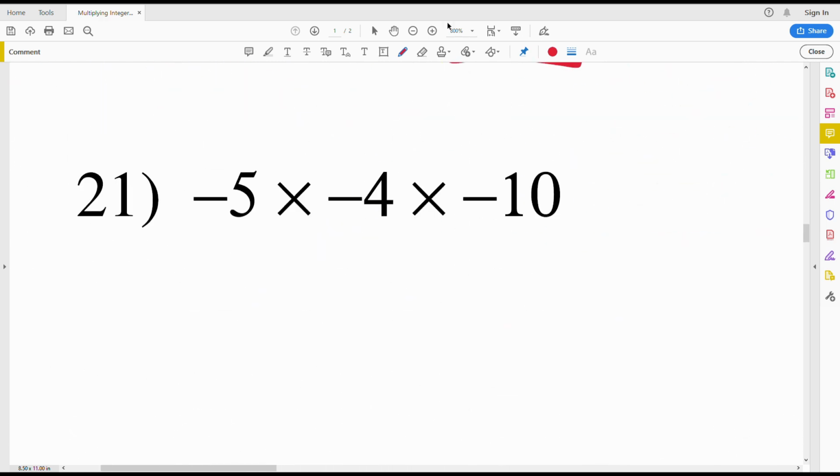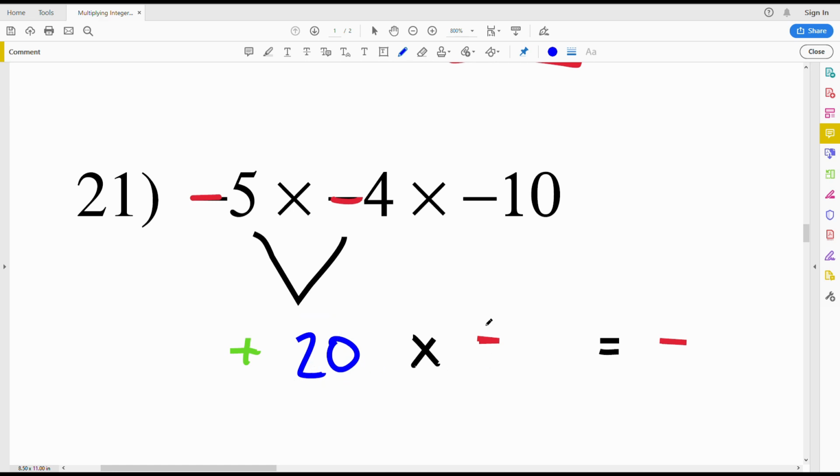On to number 21. I have a negative times a negative, which is going to result in a positive. And then I'm going to have a positive multiplied by a negative. And a positive times a negative is going to be a negative. Let's go ahead and do out that math. Negative 5 times negative 4 is going to be a positive 20. And then I have a positive 20 times a negative 10. 20 times 10 is 200. So negative 200 is going to be my solution in number 21, because a positive 20 times a negative 10 is a negative 200.